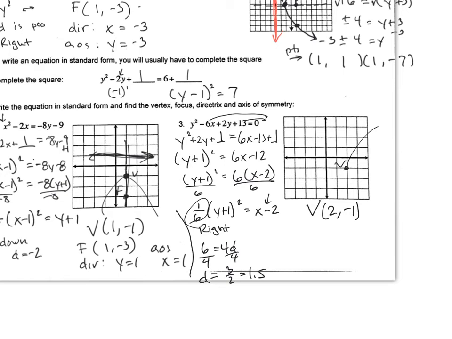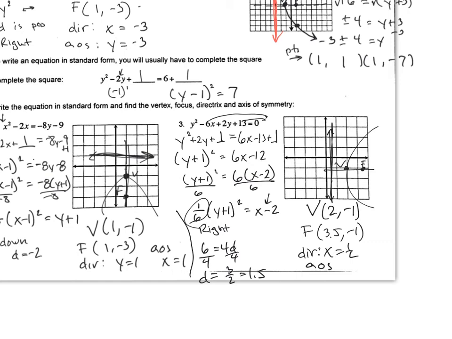The focus, since it opens this way, the focus will be 1.5 to the right. So that's where the focus is. So the focus location is at 3.5, -1. The directrix will be 1.5 on the other side. So this is your directrix right here. And the directrix, you can see, touches the x-axis. So it's x equals 1/2.